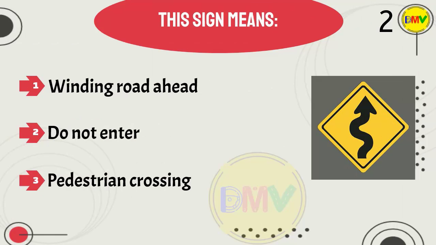The question 2. This sign means 1. Winding road ahead. 2. Do not enter. 3. Pedestrian crossing. The correct answer is 1. This sign warns of a winding road ahead.